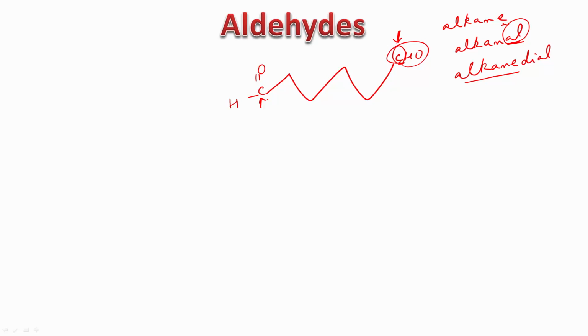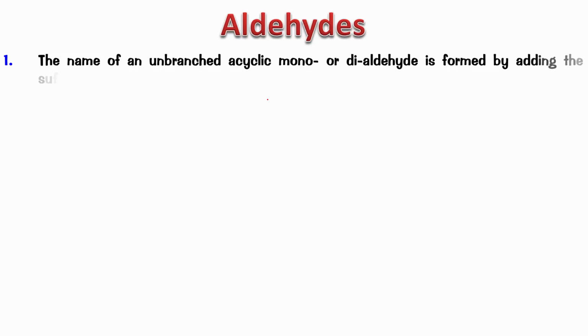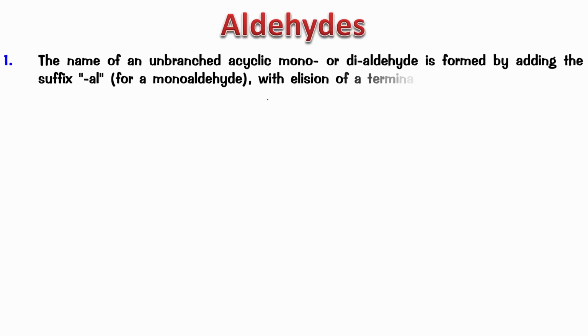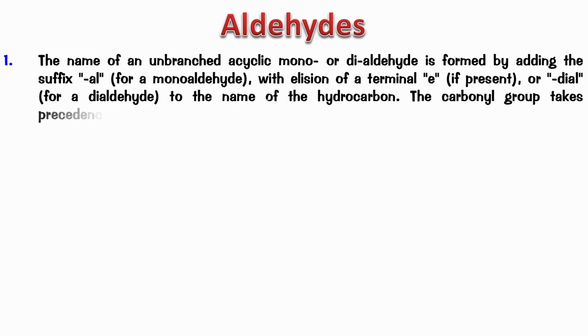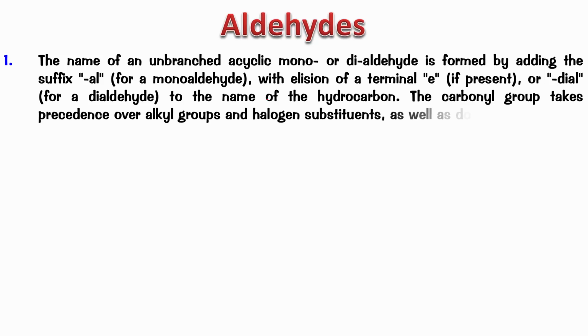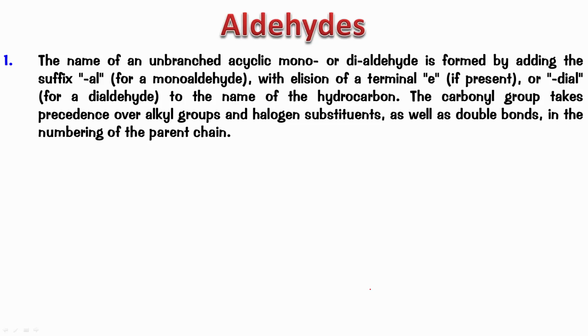So this is the simplest way of naming simple aldehydes. The name of an unbranched acyclic mono or dialdehyde is formed by adding the suffix al, and that is for a monoaldehyde, with the elision of a terminal E, or dial for a dialdehyde, in which case you retain the E, to the name of the hydrocarbon. The carbonyl group takes precedence over alkyl groups and halogen substituents as well as double bonds in the numbering of the parent chain. So it must be given the first priority.